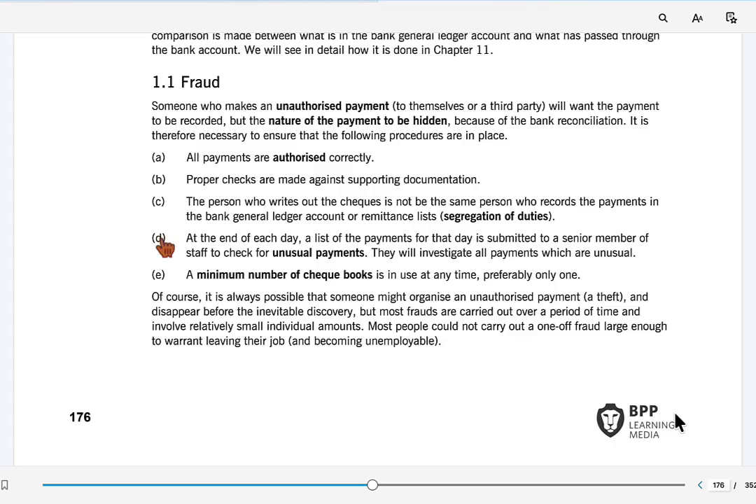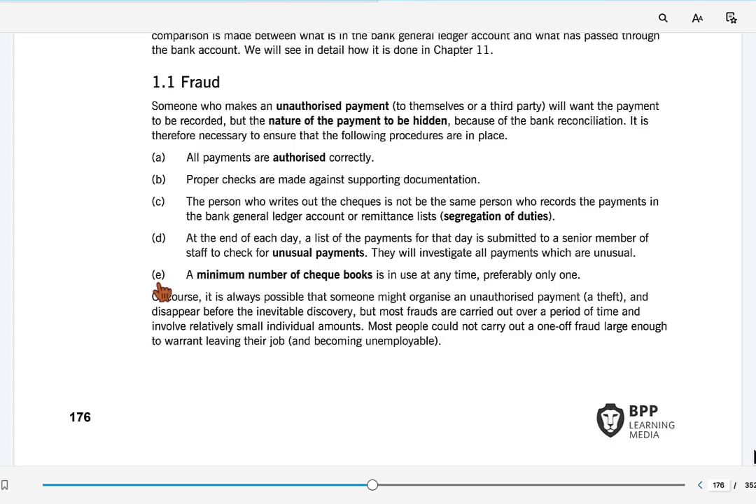Control 4. At the end of each day, a list of payments is submitted to a senior person. This means every day the business prepares a list showing all payments made that day. Then a senior member of staff checks it. This is like a daily review. It helps discover unusual payments quickly. For example, a payment to a supplier name that is unfamiliar, a payment amount that is unusually high, a payment made twice, a payment that does not match the normal pattern. This control works because senior people often notice things that junior staff might miss.